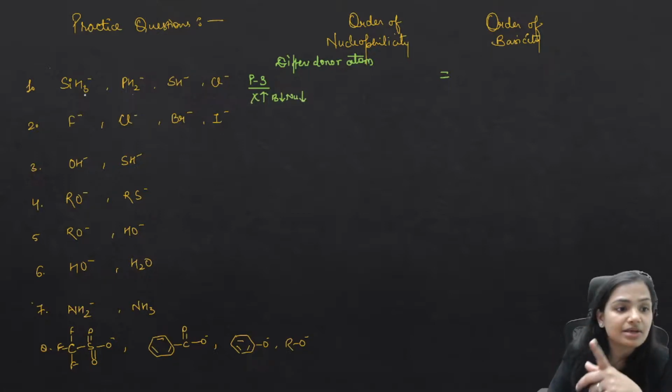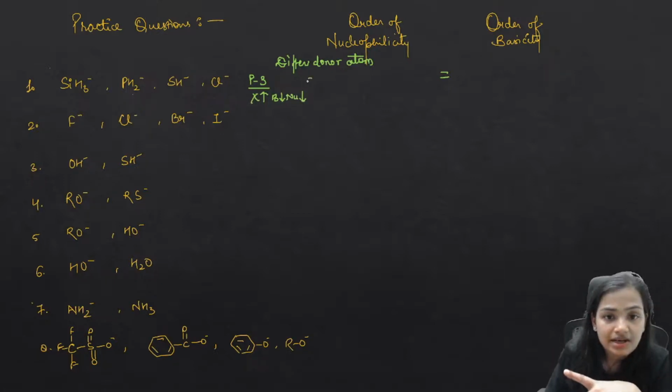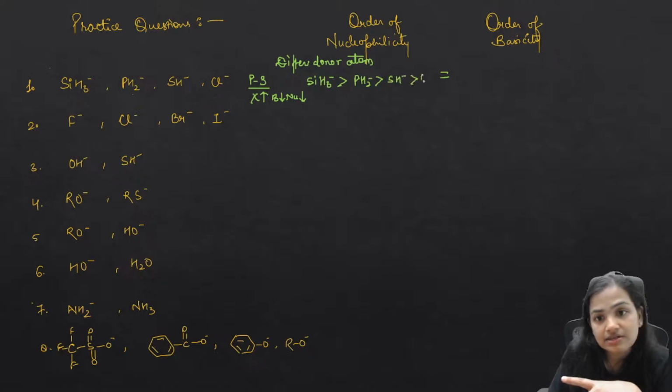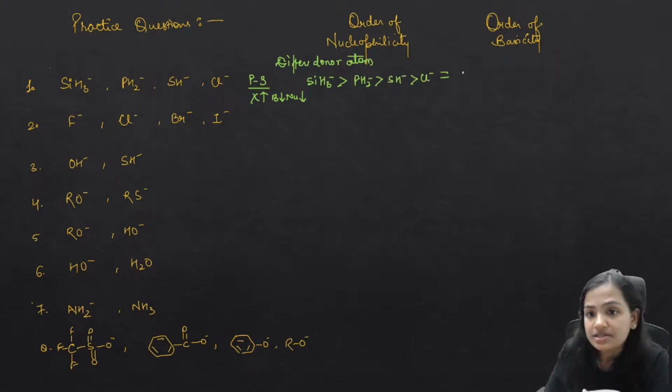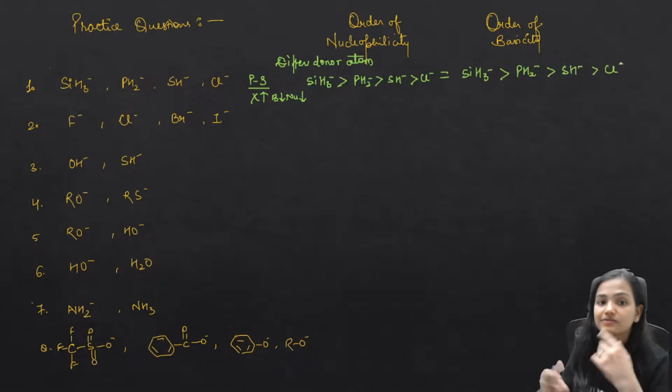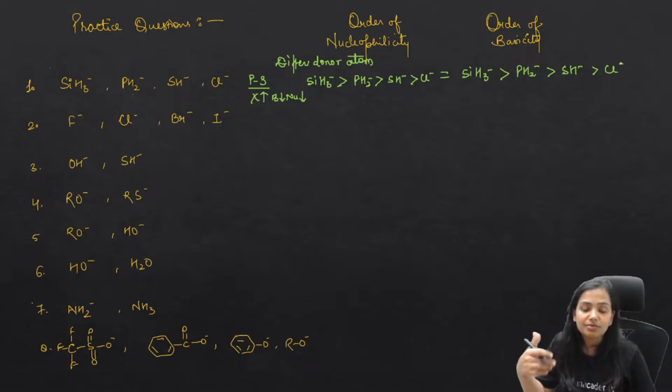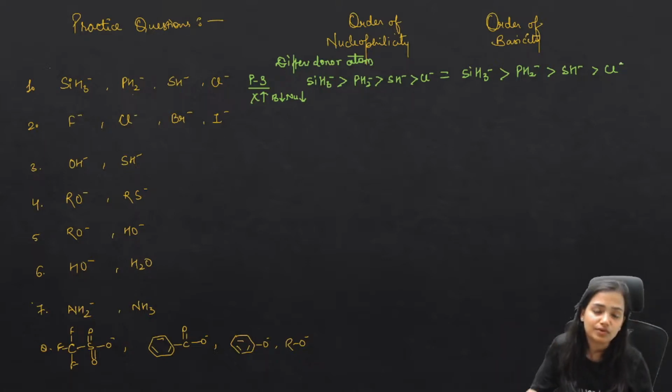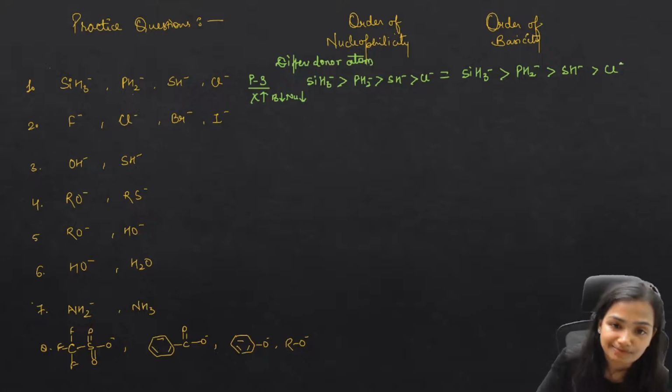So ultimately I can say that SiH3 negative is a good nucleophile, then PH2 negative, then SH negative, then Cl negative. Similarly for basicity, SiH3 negative will form a strong bond with H positive, then PH2 negative, then SH negative, then Cl negative. Got it? Different donor atoms but belonging to the same period, so we have to focus on the electronegativity factor.